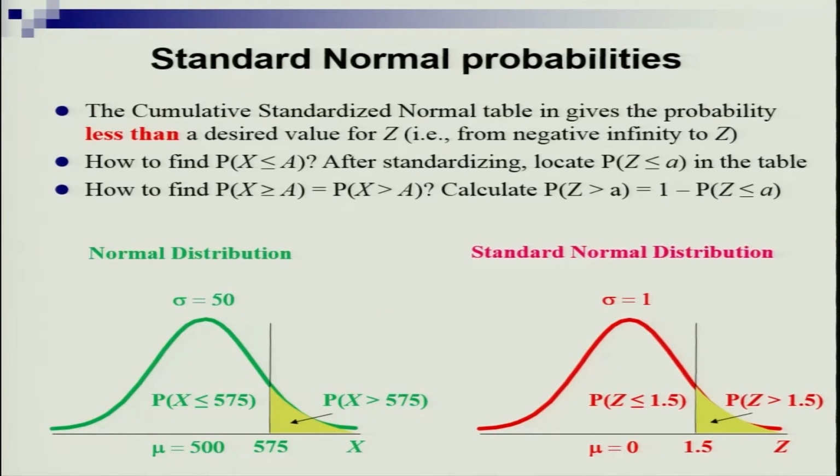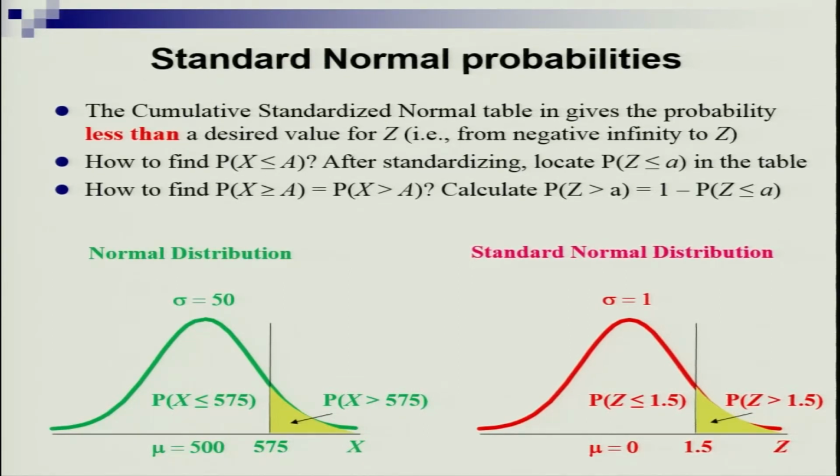And then similarly, the probability of x greater than 575. So, the probability that a student has scored above 575, that area is translated in the standard normal distribution picture with another area marked by yellow color, and here this area is indicated as the probability that the z value is higher than 1.5.